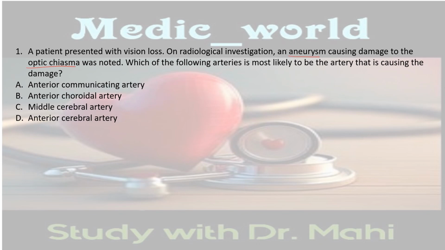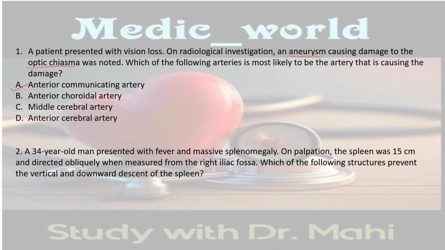So, the answer to this question is option A, that is anterior communicating artery, because the aneurysm of the anterior communicating artery is the most likely to be causing damage to the optic chiasma, which leads to the vision loss in this patient. Now the next question is, a 34-year-old man presented with fever and massive splenomegaly.